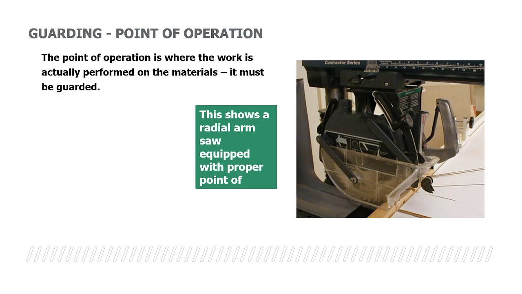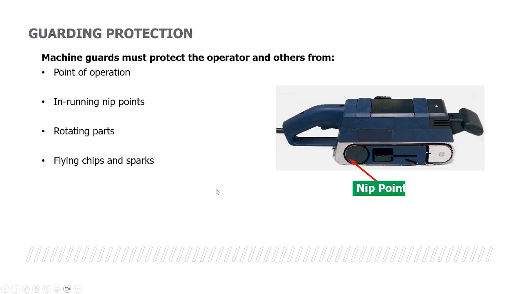Another type of guard is what they call the point of operation. The simplest way to remember this is that it's where the work is actually performed on the materials, and it must be guarded. Here's an example of a radial arm saw equipped with proper point of operation guarding. You can see right here the guard is in place, so when that blade comes back across this material, the blade is always kept covered, or it's considered guarded. Guard protection: machine guards must protect the operators and others from the point of operation.